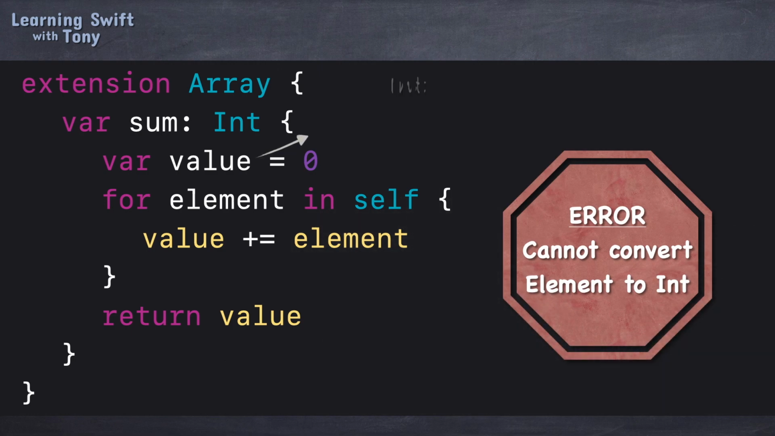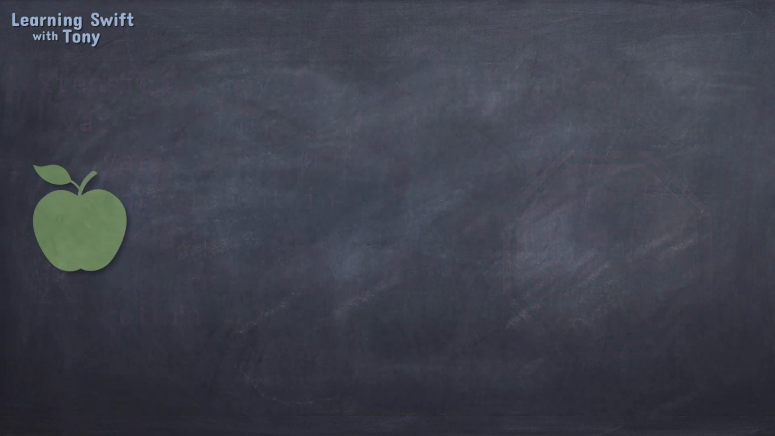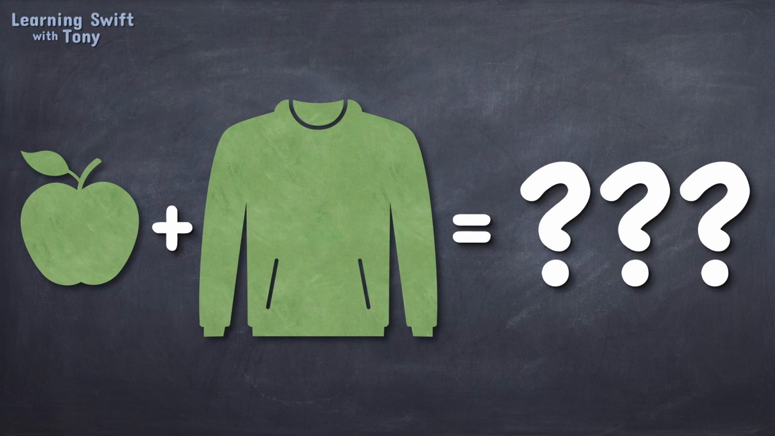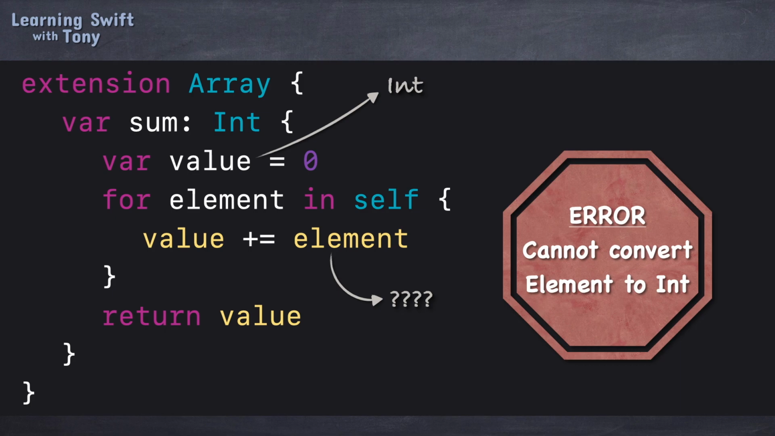And that's because value is an integer and element is, we have no idea, do we? We are working inside an array extension, and arrays are working with generic elements. This element can be of any type. We can't be sure it will be an integer. And it will not make any sense at all to sum up an integer with a string, right? Or with some custom person struct. The compiler knows that, and so it will throw a compiler error at us.